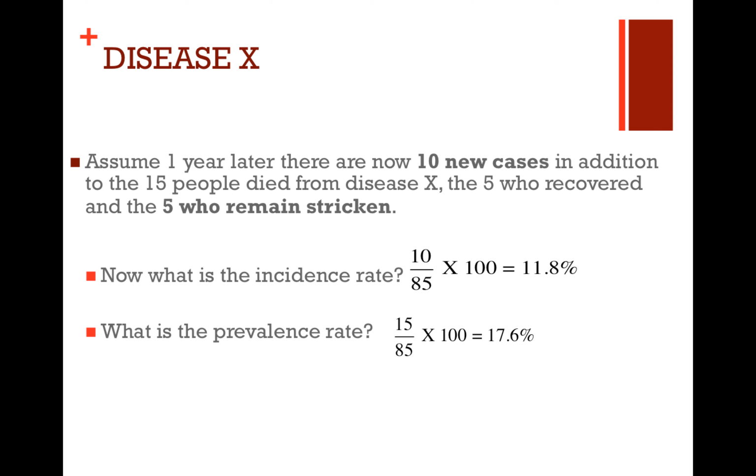The prevalence rate will be how many people survived. So we have 10 new cases, plus the 5 who remained stricken from last year, 15 out of 85, and our prevalence rate is now down to 17.6%. I'll give you a minute just to think about that.